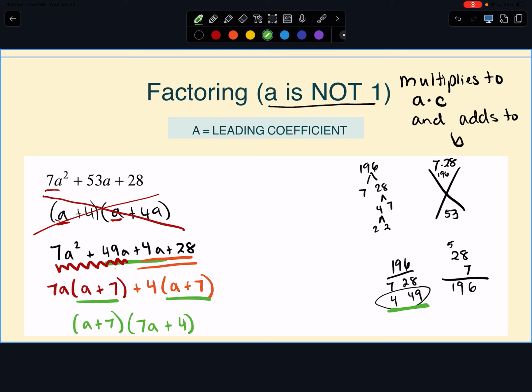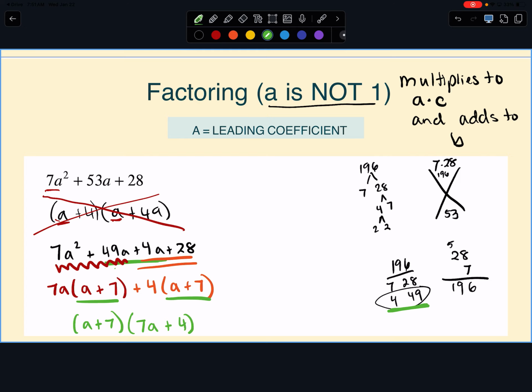It does not matter which factor you list first, whether it's a plus 7 or 7a plus 4, because multiplication is commutative. So we can scoot it around and do it in a different order. A times b is the same as b times a.